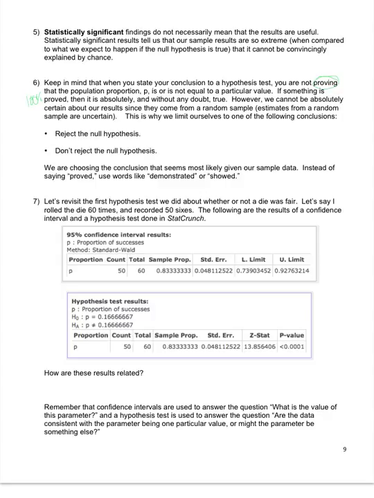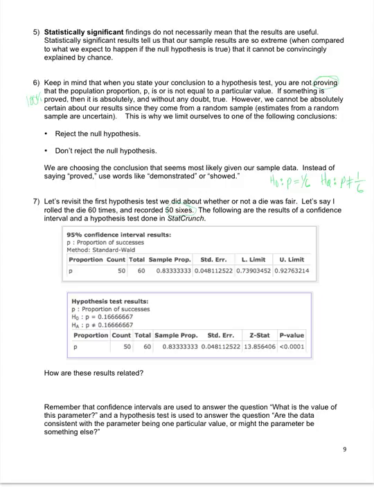All right, number 7. Let's revisit the first hypothesis test we did about whether or not a die was fair. Let's say I rolled the die 60 times and recorded 50 sixes. So this is a different sample, so this is just hypothetical. The following are the results of a confidence interval and a hypothesis test done in StatCrunch. So before we get to those, keep in mind that our null hypothesis was that the die was fair, and our alternative hypothesis was that it was unfair.